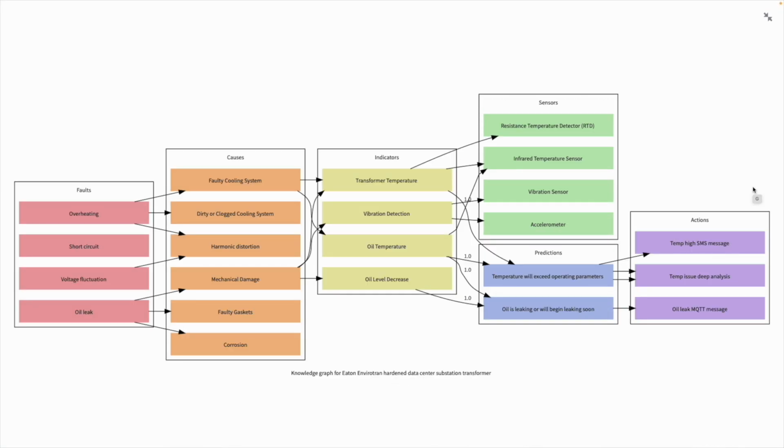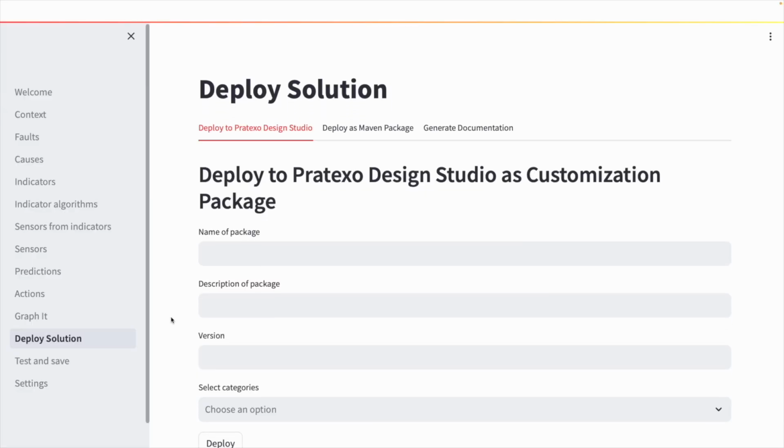Pretty amazing. Finally, we have the completed fault cause graph, including faults, causes, indicators, sensors, and then, as I mentioned, the predictions and the actions: send SMS messages, fire off an MQTT message, and many others. This is not just a pretty picture. All of the code, the rules, the algorithms have all been written by AI in conjunction with the machine expert.